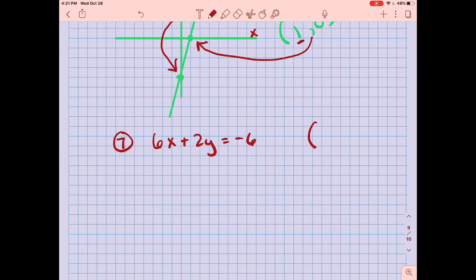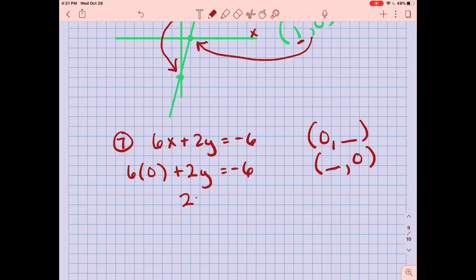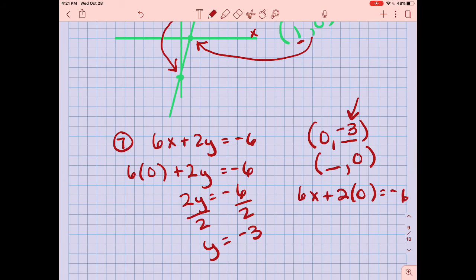And then again, x and y intercepts just involve zeros, and you can plug them in. So 6 times 0 plus 2y equals negative 6. So I have 0 plus 2y equals negative 6. Divide by 2, y equals negative 3. There is my y-intercept, and then I can plug in the 0 for y. You have to do two things here. This makes 0, so I have 6x equals negative 6. X equals negative 1, and there's my x-intercept.